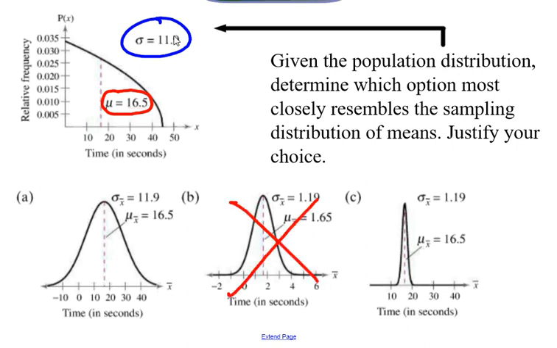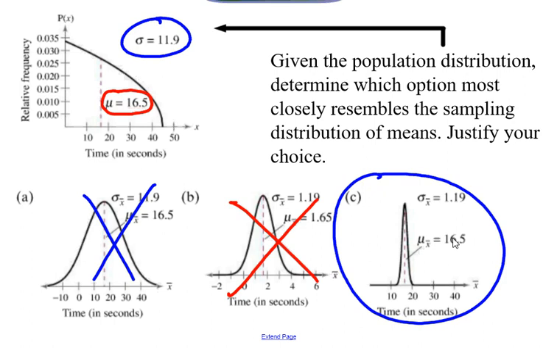Now I need to use the standard deviation. The standard deviation for the population is 11.9. If I draw a bunch of samples and average them, it will shrink in that standard deviation. So I need a standard deviation smaller than 11.9. This has the same one, so it can't be this one. It has to then be C. Same mean, much smaller standard deviation since we took a bunch of averages and plotted them.